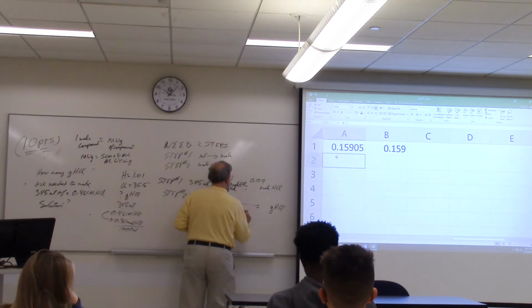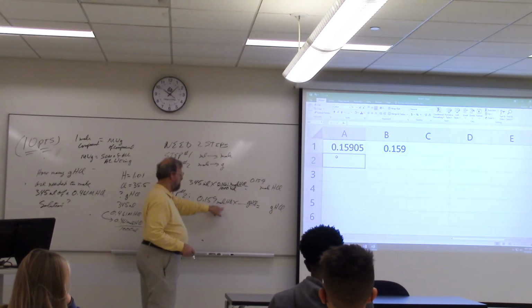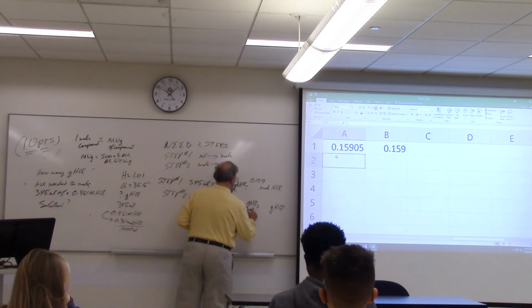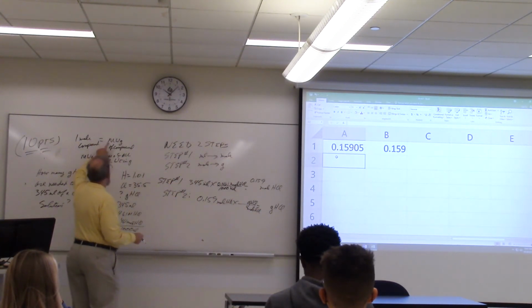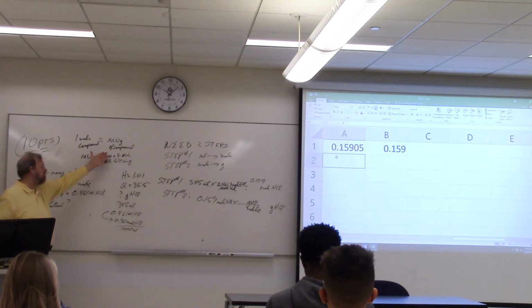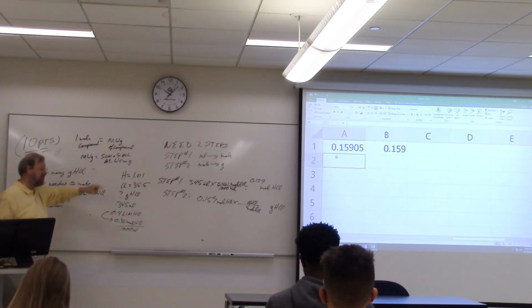Anyways, whatever I'm trying to get to goes on top. Whatever I'm trying to get rid of, the units go underneath of the ratio. Where do I get these numbers? 1 mole of a compound equals its molecular weight. The molecular weight is the sum of all atomic weights.